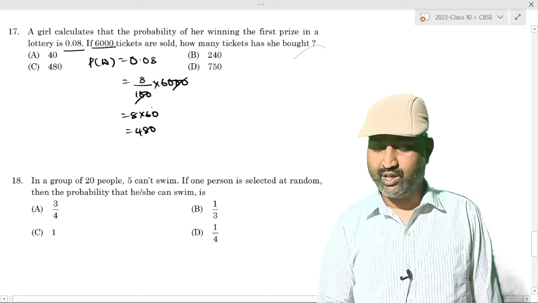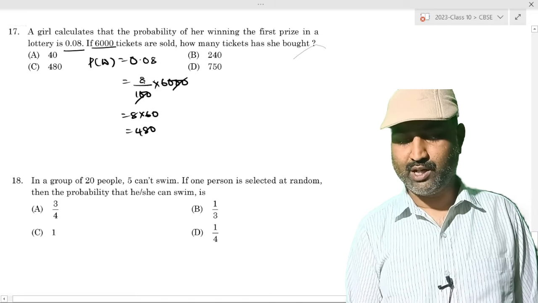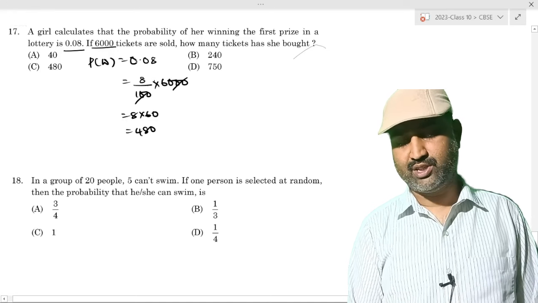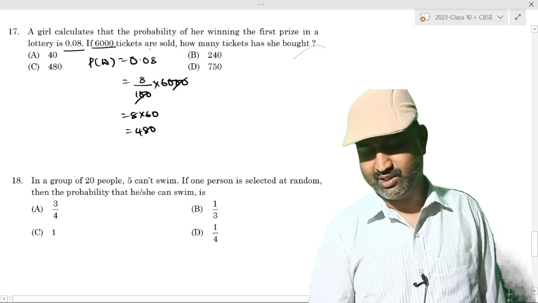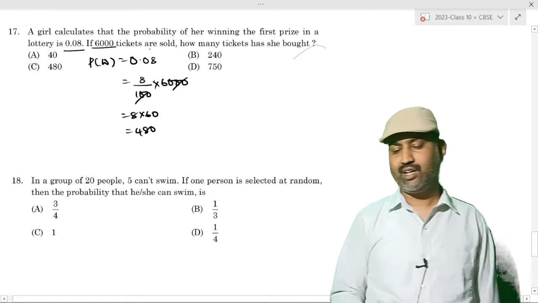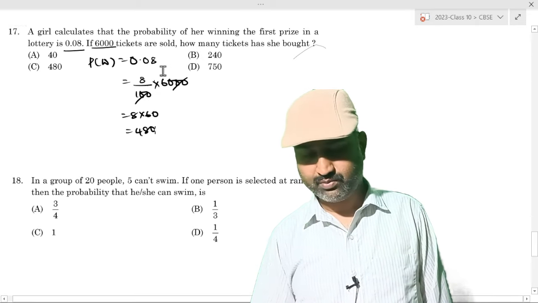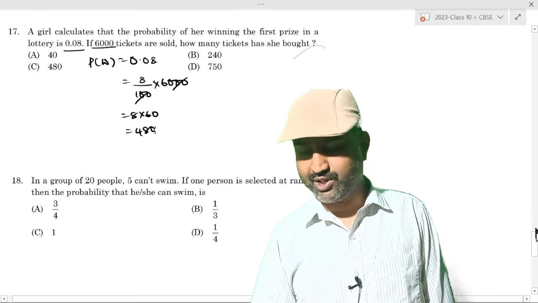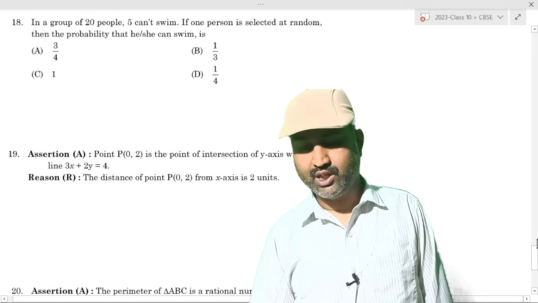The winning probability is 0.08, so I just multiply 8 by 100 into 6,000. The losing probability should be 0.92, so you can multiply 92 by 100 into 6,000. A very simple question again from probability. Next question is also from probability.